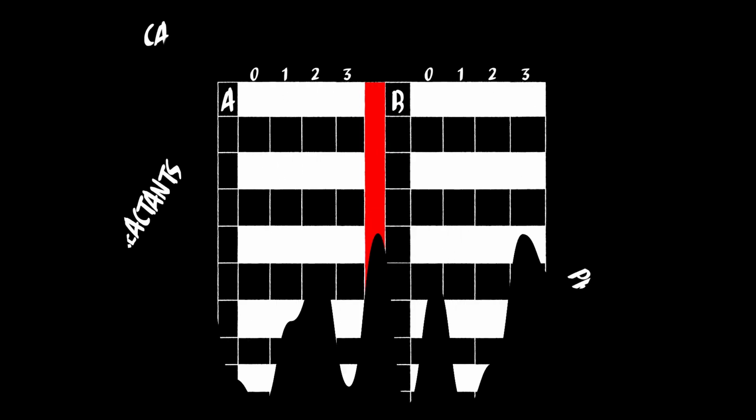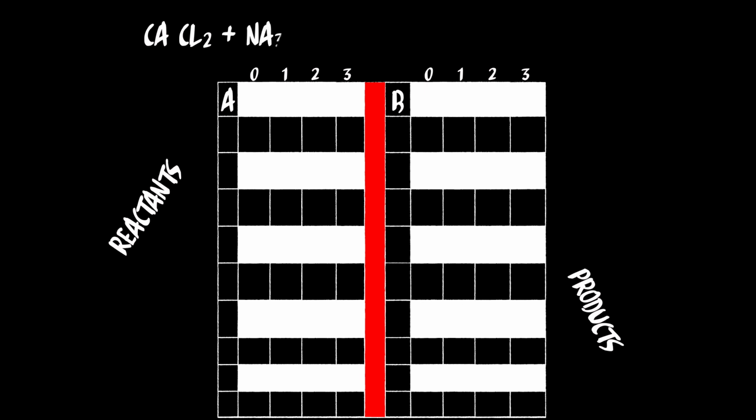And the next chemical equation that needs to be balanced out is going to be CaCl2 plus Na3PO4 leading to Ca3(PO4)2 plus NaCl. Watch as the grid goes to work.